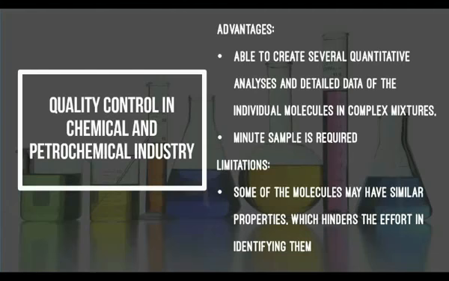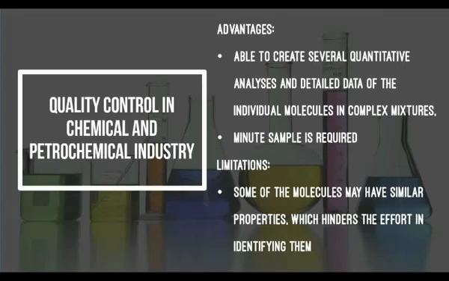There are several advantages of using mass spectrometry for quality control in the chemical and petrochemical industry. Using mass spectrometry, it will be possible to create several quantitative analyses and detailed data of the individual molecules present in the complex mixtures. Furthermore, only minute samples will be required for the analysis.